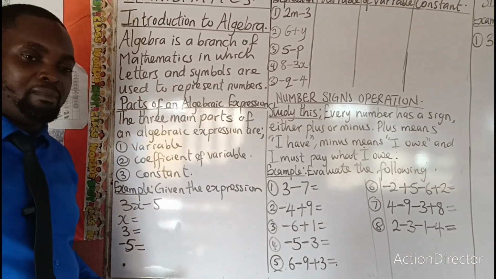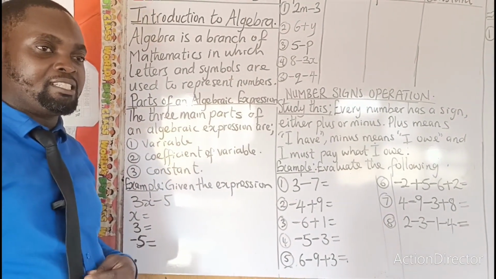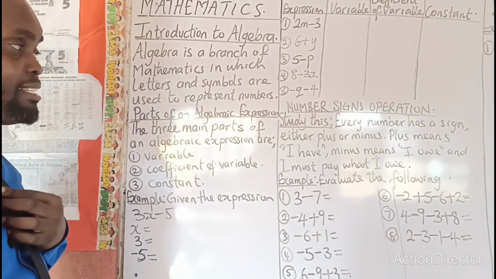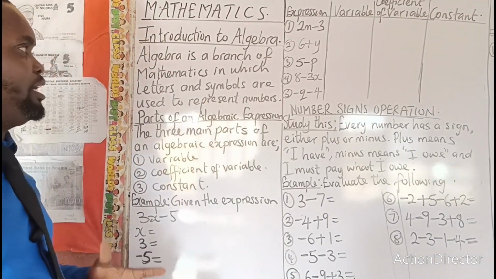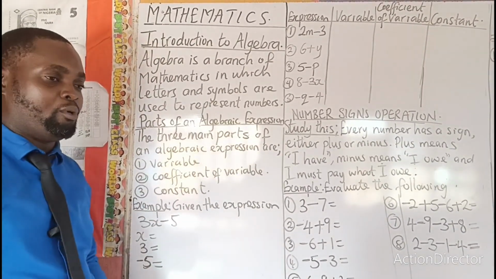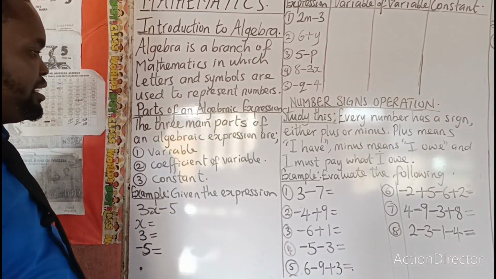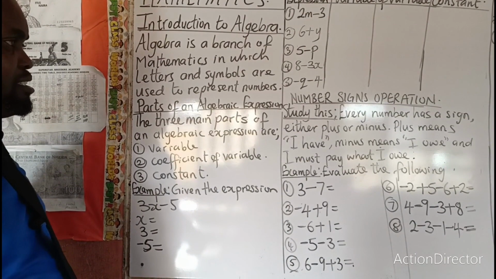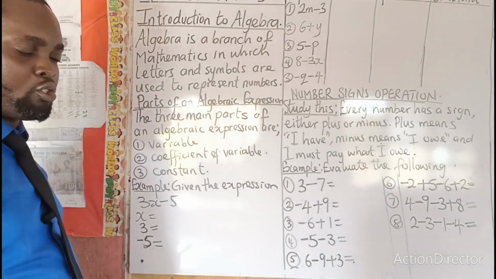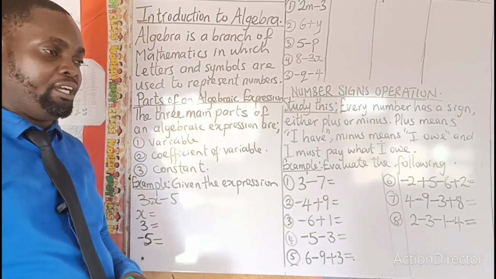Algebra is a branch of mathematics in which letters and symbols are used to represent numbers. Algebra is a branch of mathematics in which letters and symbols are used to represent what? Numbers. So what we are basically saying is when you have expressions that have letters, that have symbols, you know that these are algebraic expressions.